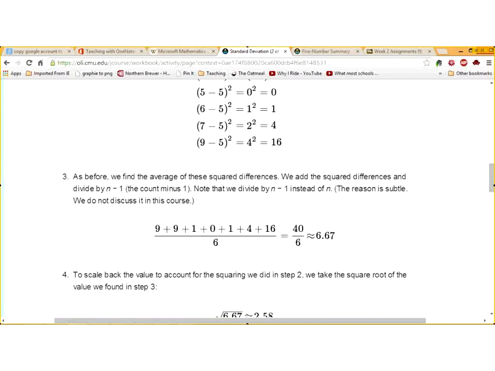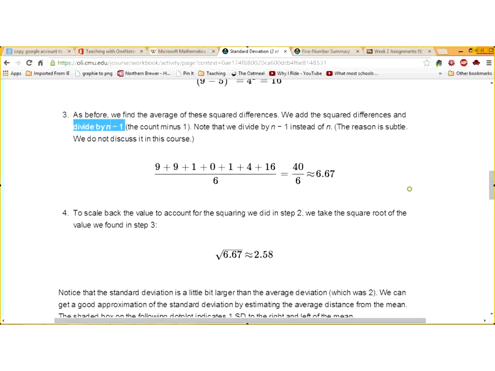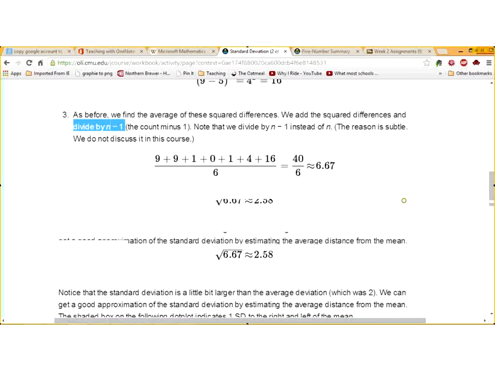And then we add those squared deviations together. But this is where it gets a little bit counterintuitive. We don't divide by the number of deviations, we divide by n-1. N, by the way, in statistics, is how many observations you have, or sometimes we call that the sample size. So instead of dividing by 7, which is the number of deviations I had, I actually divide by 6. And then lastly, to account for the squaring, we take the square root at the end and we get 2.58.